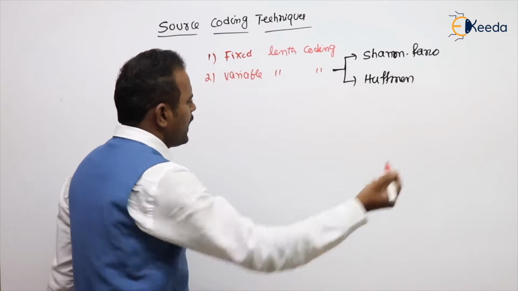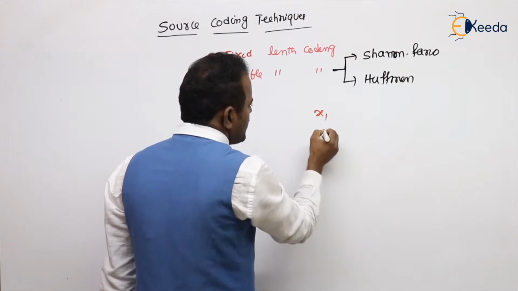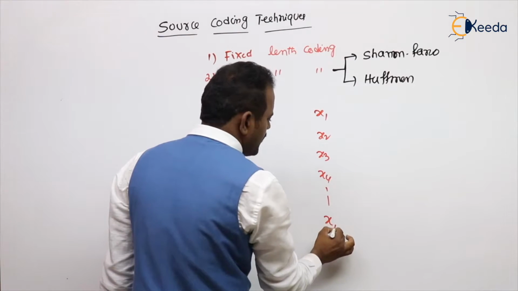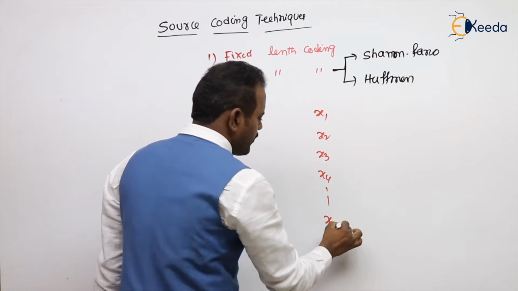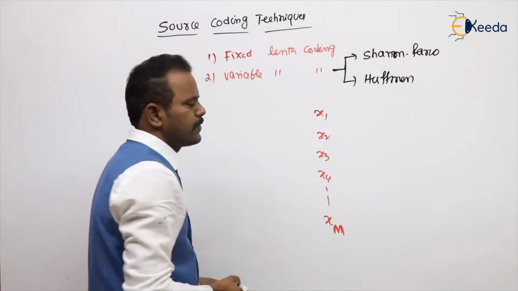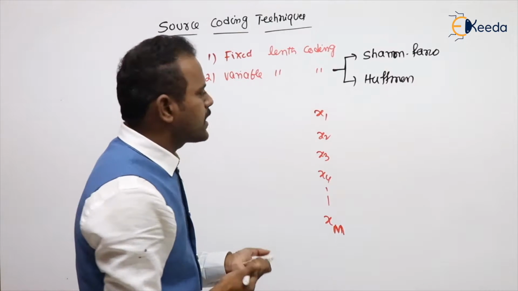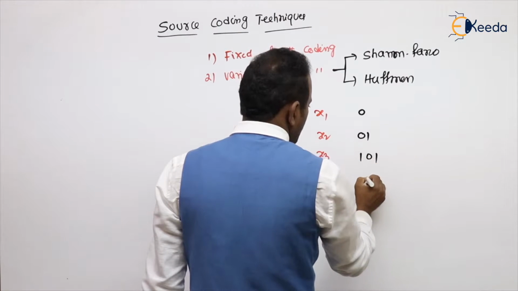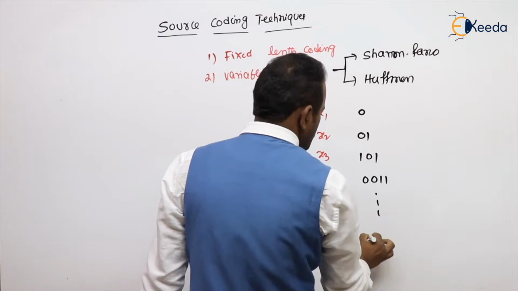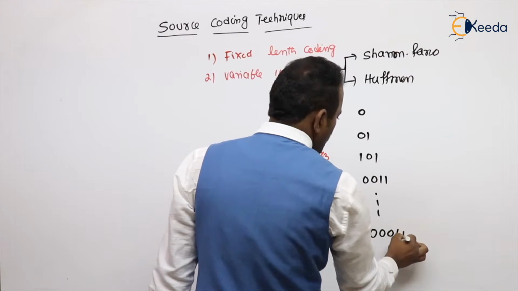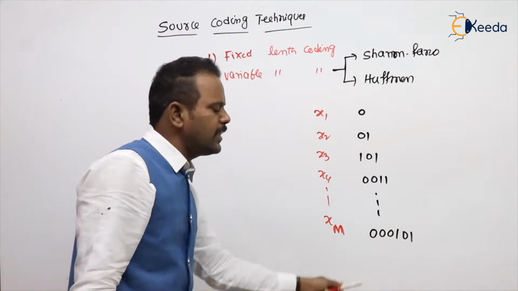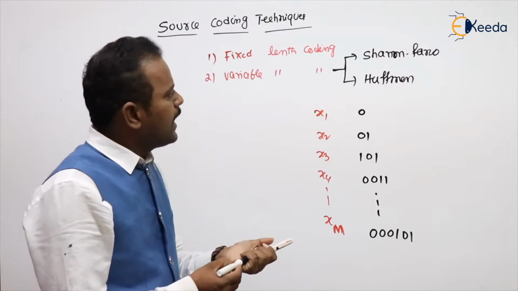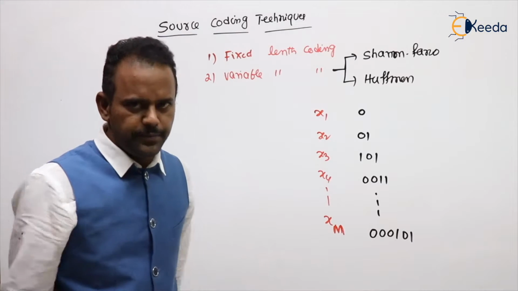For example, I have one source which has symbols x1, x2, x3, x4 and so on, for example up to xn, or for a different state xm. I did the source coding. For example, I got the codes as 0, 0 1, 1 0 1, 0 0 1 1, and so on, 0 0 0 1 0 1, like that I got the codes. How we get those codes, we will see further. Different lengths means obviously it is variable length coding, either Shannon-Fano or Huffman.